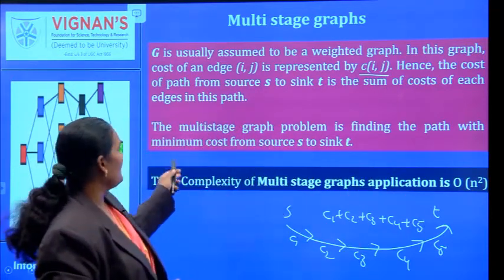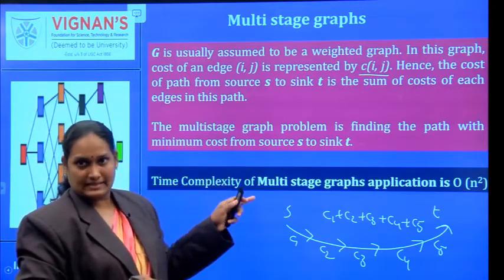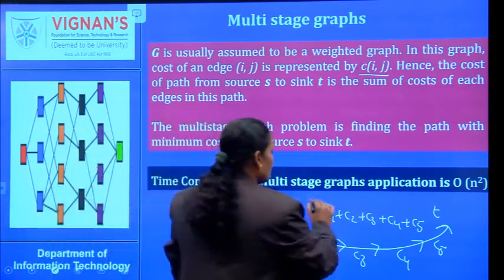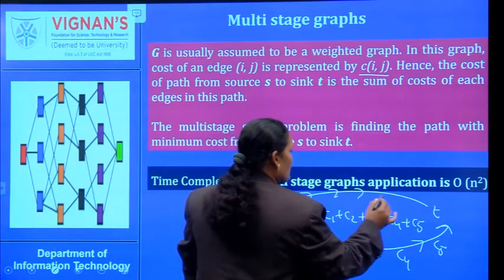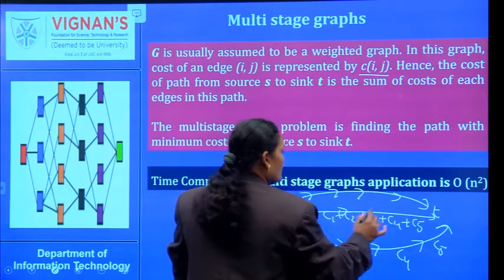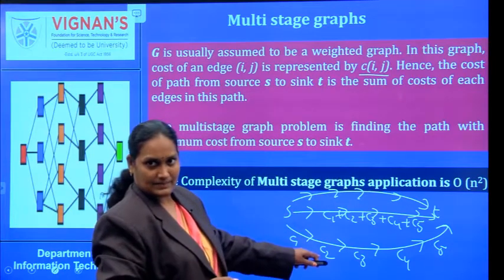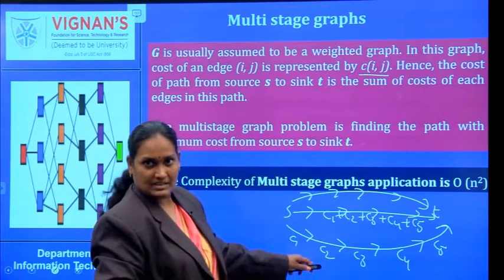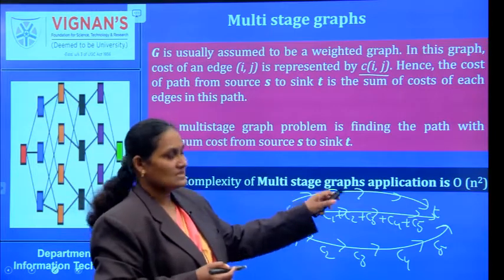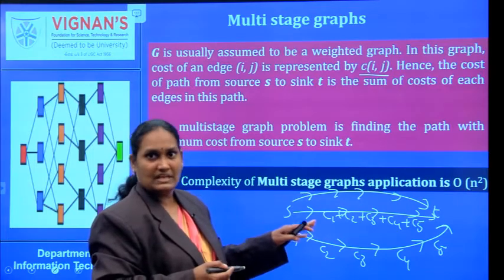Okay, now here the multi-stage graph problem is finding the path with minimum cost from source to sink. Here there are so many paths from source to sink. This may be another path which contains some number of edges. This may be another path which contains some number of edges. Now if you find the costs of all these paths, which is having minimum cost? Here our problem is we need to find the path from source to sink in the given graph which is having minimum cost. That is our problem.